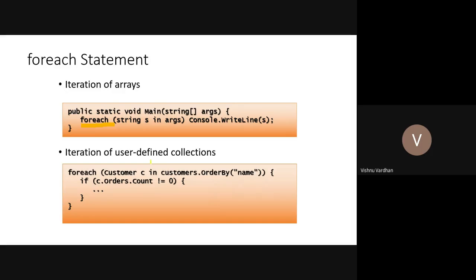And iteration of user defined collections. Suppose you have this customers object, and for every customer available in this customers object, you can find out the number of orders for each customer, and accordingly you can match with some condition to decide upon the further line of execution.